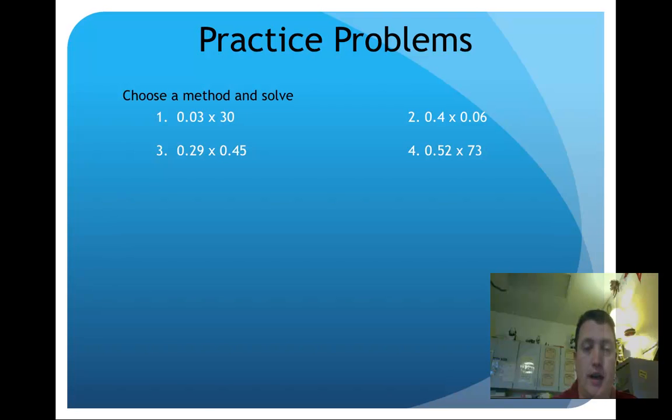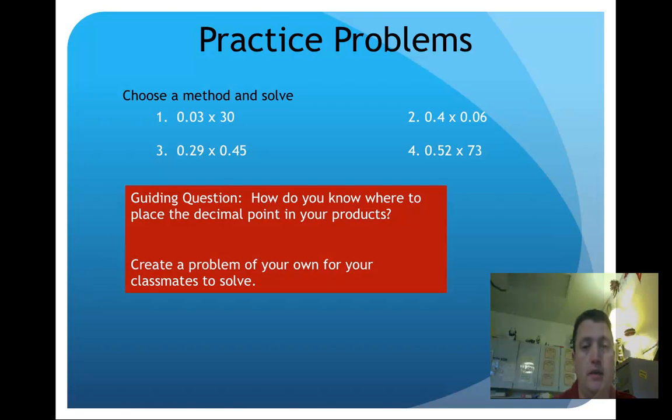And then here is your guiding question to think about. How do you know where to place the decimal point in your products? And then create a problem of your own for your classmates to solve. And after you've got that figured out, hopefully you feel like all's going well. And we'll see you soon.